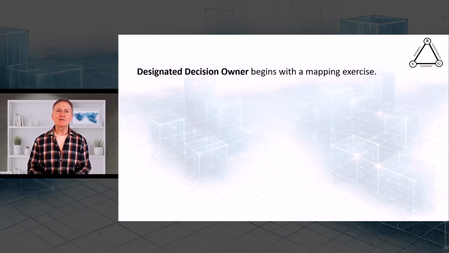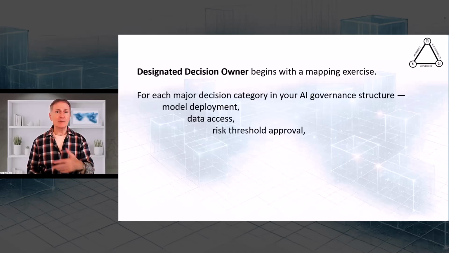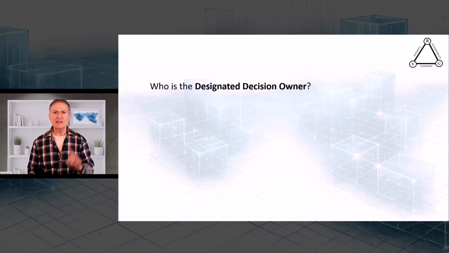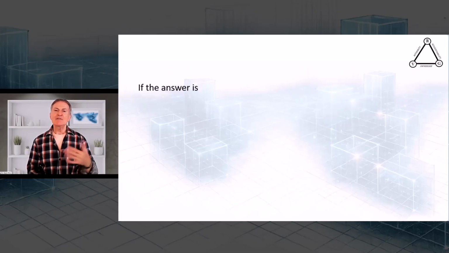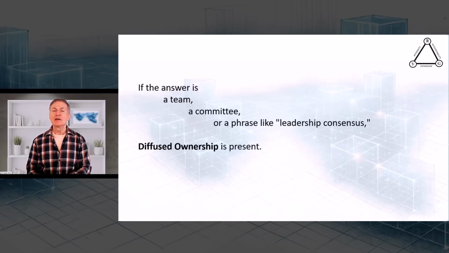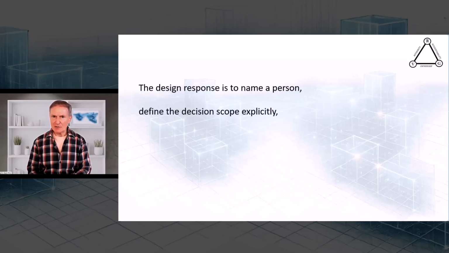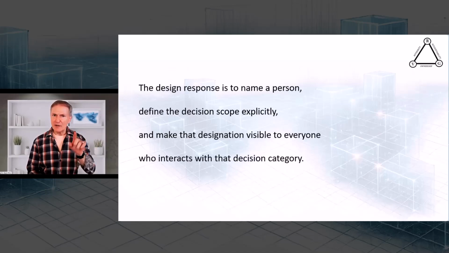Designated decision owner begins with a mapping exercise. For each major decision category in your AI governance structure, model deployment, data access, risk threshold approval, policy finalization, you ask the following question. Who is the designated decision owner? Not who is consulted, not who reviews, who decides. If the answer is a team, a committee, or a phrase like leadership consensus, diffused ownership is present. The design response is to name a person, define the decision scope explicitly, and make that designation visible to everyone who interacts with that decision category.